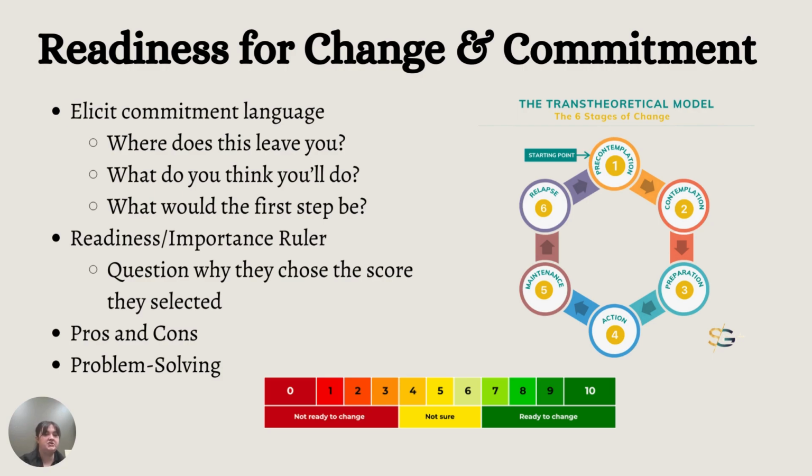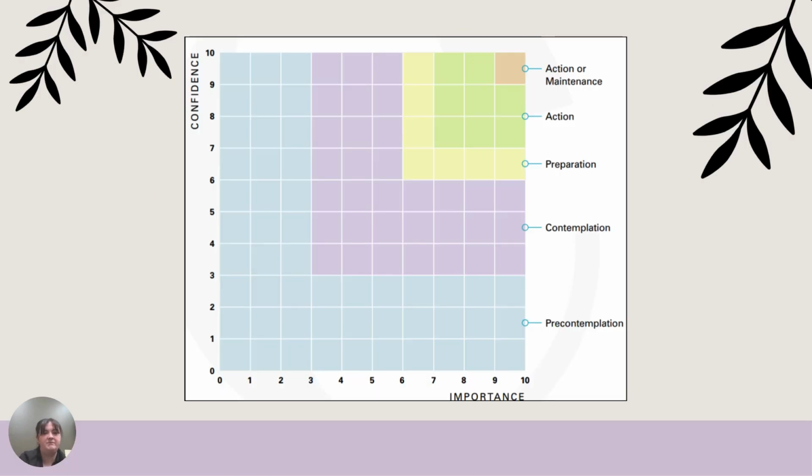If someone isn't sure about fitting physical activity into their schedule, you can talk about where physical activity might best fit, things like that. The other way that you can present the readiness and importance ruler is on a grid like this, where importance is on the horizontal and confidence is on the vertical. This is really helpful for a therapist to understand where in that transtheoretical model someone might be, whether they're in the pre-contemplation phase in the blue, in the contemplation phase in the purple, or all the way up to being ready to take action.